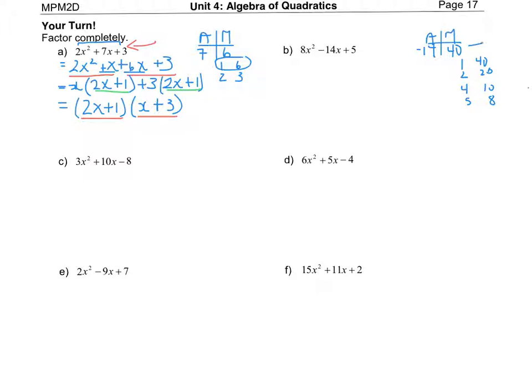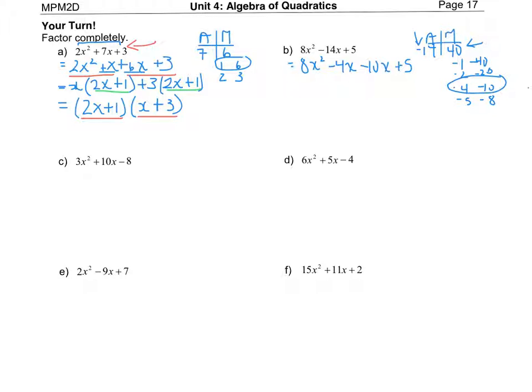My signs have to be the same because I'm multiplying to a positive, and they're both going to be negative because I'm adding to a negative. So the pair here that will add to negative 14 is the negative 4 and the negative 10. So I'm going to break down that negative 14x, so I've got my 8x squared, into a minus 4x and a minus 10x, and then a plus 5.